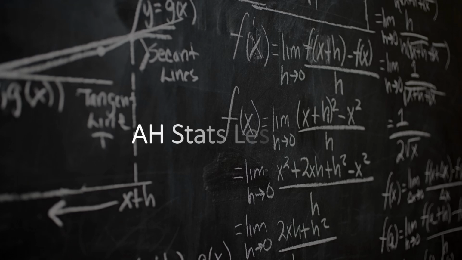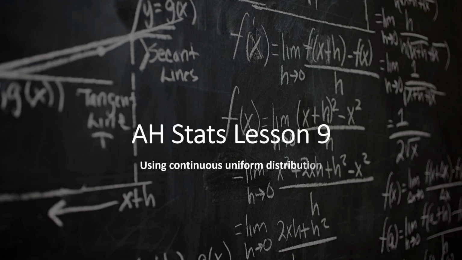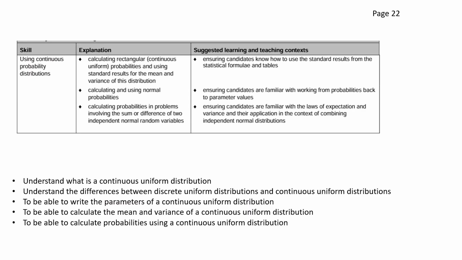Hi everyone, welcome to lesson 9 of the Advanced Higher Stats course. In this lesson, we will be looking at the continuous uniform distribution. You will find this skill on page 22 of the Advanced Higher course spec.